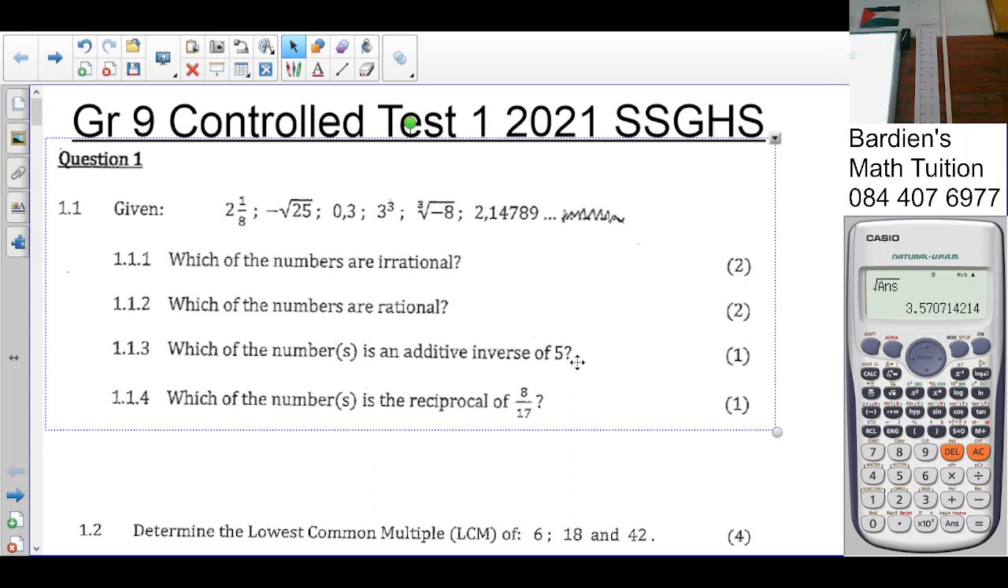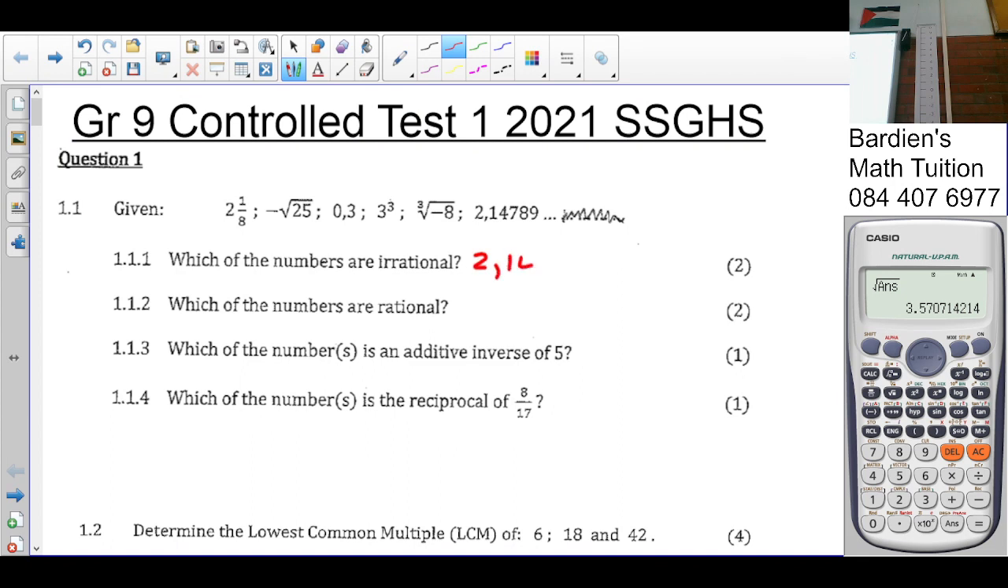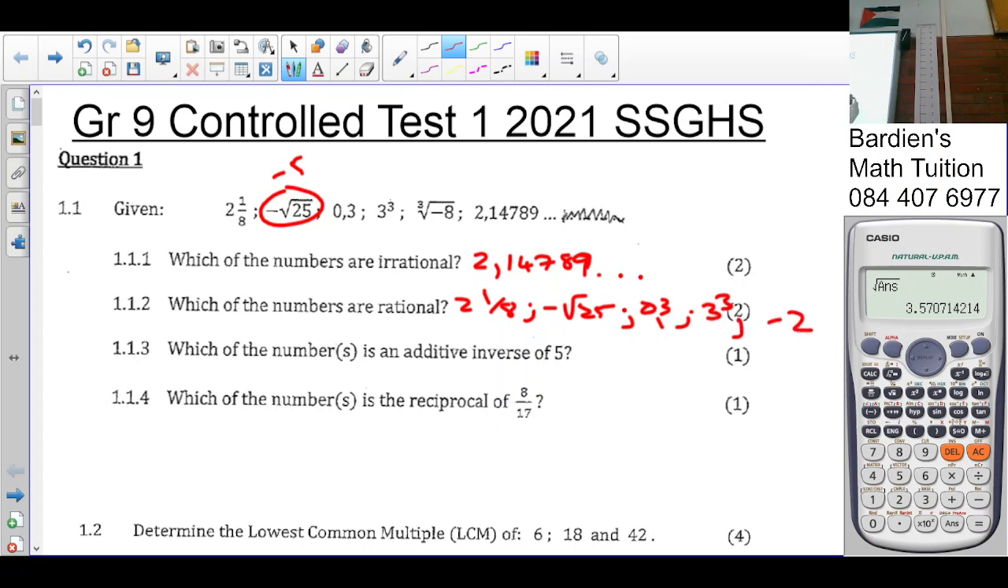They want to know which of these numbers are irrational. So firstly, irrational numbers would be numbers that cannot be written as fractions, do not recur, do not terminate. So that is your irrational number. You see it doesn't follow a pattern. Which of the numbers are rational? So 2 and 1 over 8 is rational. That is going to give you negative 5. So it's negative root 25. 0.3 is also rational. 3 cubed is 27. The cube root of negative 8 is negative 2. So all those numbers are rational.